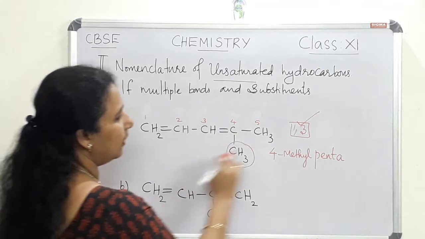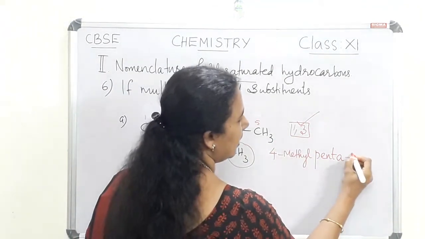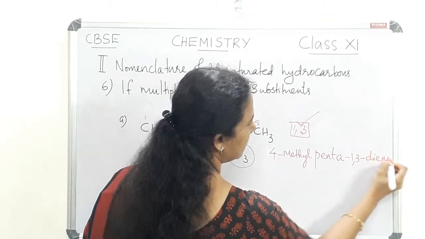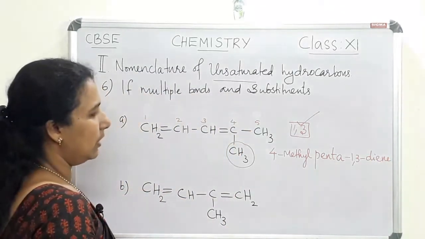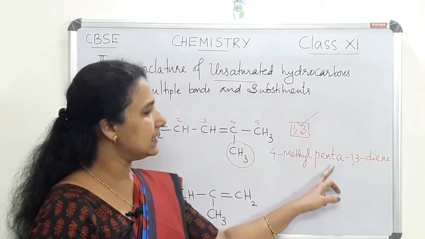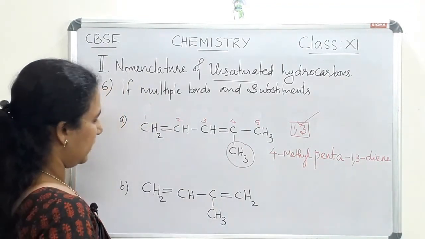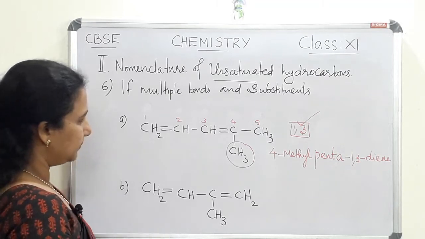We have already found out. That is penta-1,3-diene. So this is the name of this compound. 4-methyl penta-1,3-diene is the name of this compound. So let us see another example.